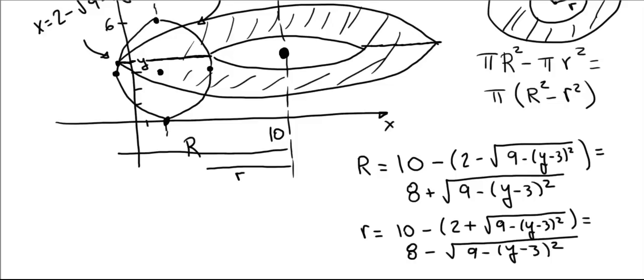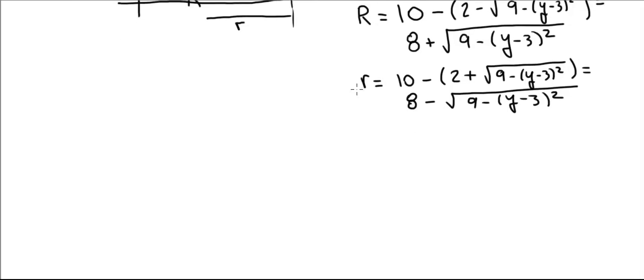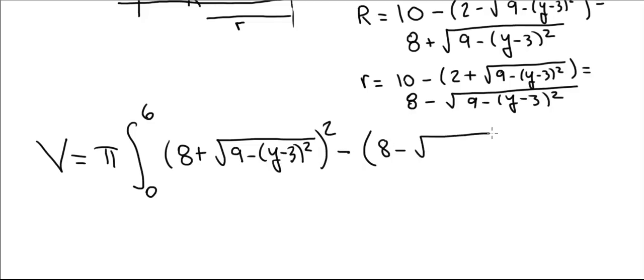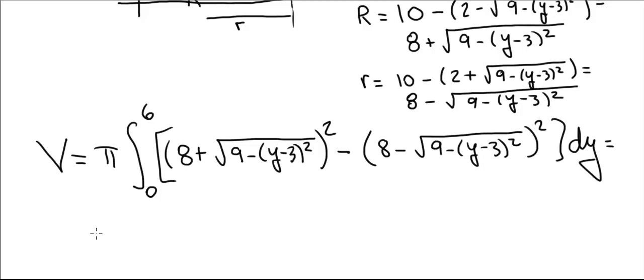We're now ready to set up the integral for the volume using the washer method. So the volume will be pi times the integral, taking our y's between 0 and 6. Big radius squared, so that would be 8 plus the square root of 9 minus (y minus 3) squared, minus the little r squared. That would be 8 minus the square root of 9 minus (y minus 3) squared, and then this is integrated with respect to y.